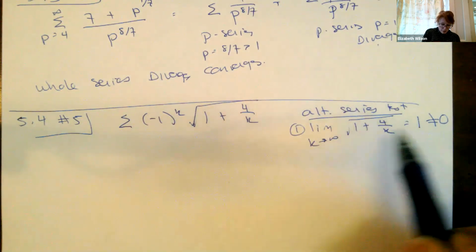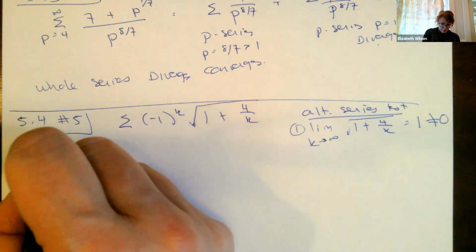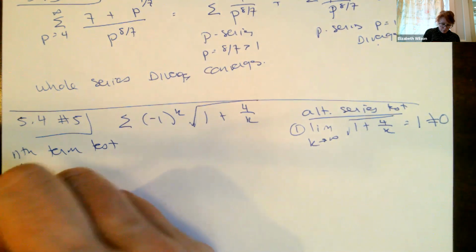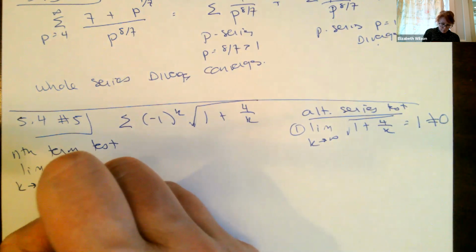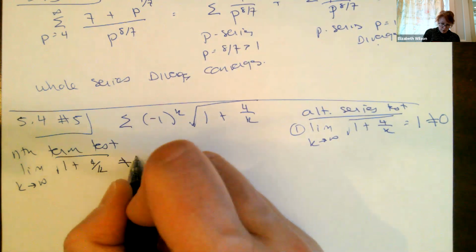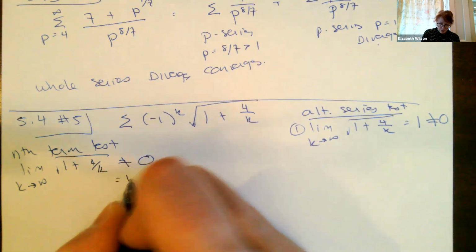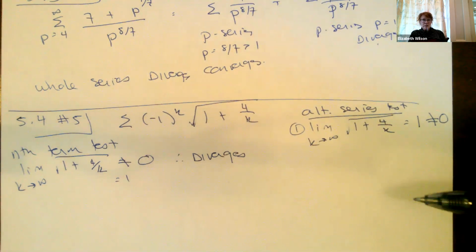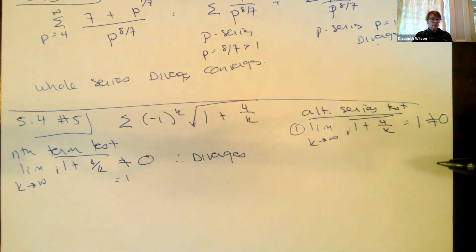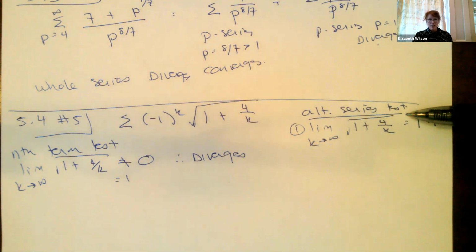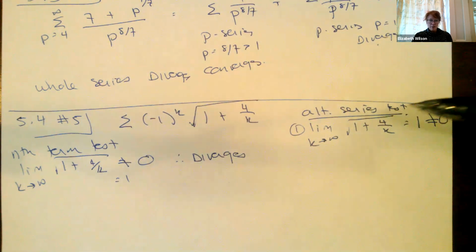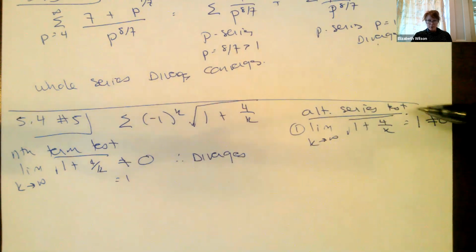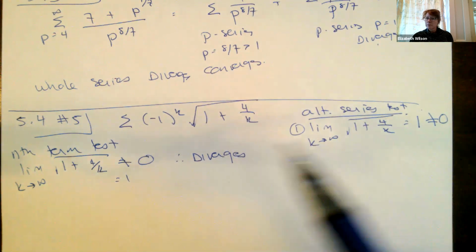But that also means I can do my nth term test, which is the limit. I'll write it all the way out again, which is not equal to 0. That is, this is equal to 1, which is not equal to 0. Therefore, this diverges. Be careful. The alternating series test doesn't tell you divergence. It only tells you convergence, even though that first test on the alternating series test is essentially the nth term test. So if it fails this one, that's passing the nth term test.